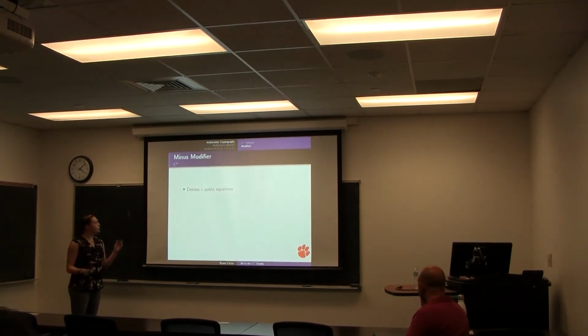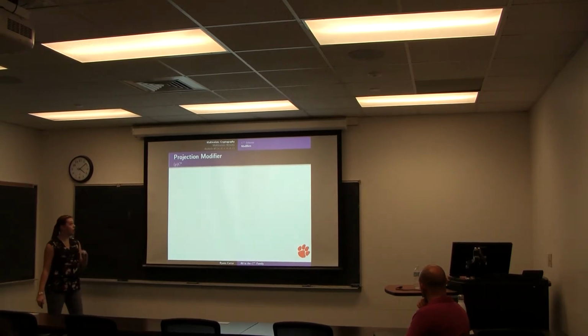What we're going to do is literally delete a of the public equations. So let's say that I gave you n public equations. I said, here they are, these are my public equations. But before I publish them, I look at, say, maybe the last a of them, and I delete them. And so then you can only see n minus a of the public equations. That's the minus modifier.